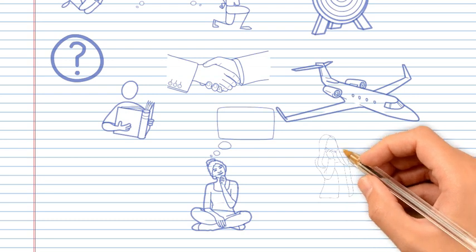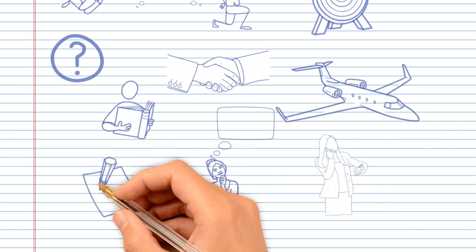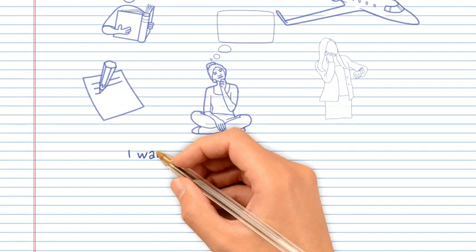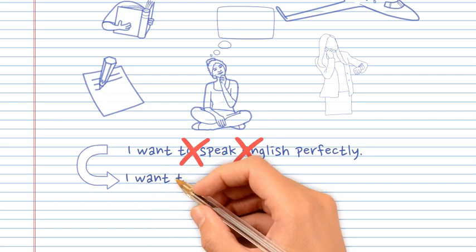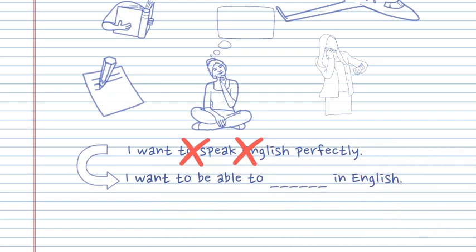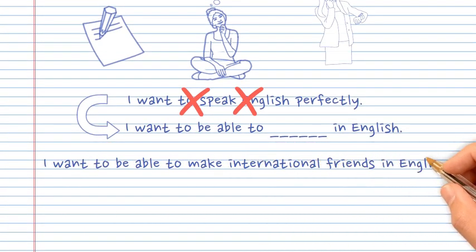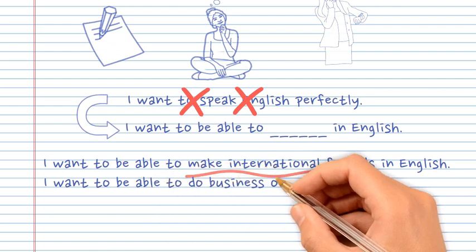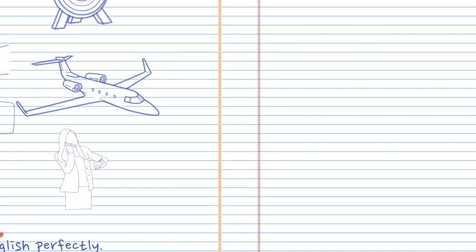Are you speaking it on the phone in your workplace? Are you writing articles in English? Instead of saying, I want to speak English perfectly, try saying, I want to be able to fill in the blank in English. More clear, attainable expectations will help you reach your English language learning goals more easily.